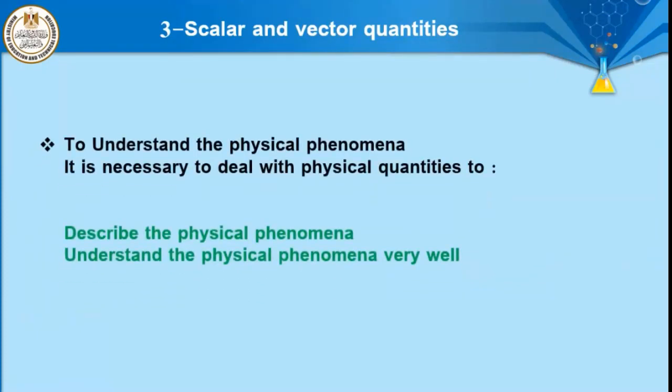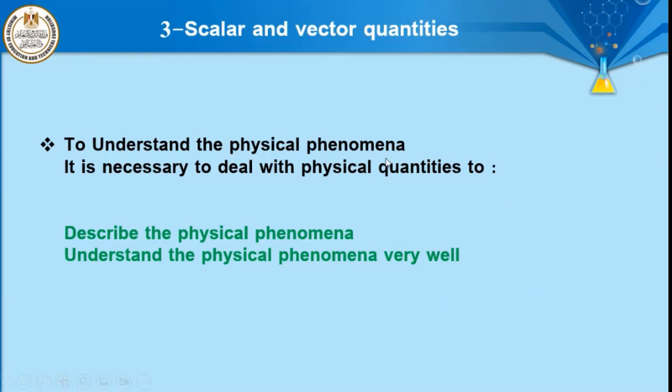In this session, we will talk about what is the meaning of physical quantity. Physical quantity is a quantity which we can measure and has measuring units and measuring tools. But why? To understand the physical phenomena, it is necessary to deal with physical quantities, as to understand the motion of objects, we must deal with velocity, speed, and distance. So we must know the meaning of the physical quantity. So we can define physical quantity as a quantity that can be measured and has measuring tools and a measuring unit.